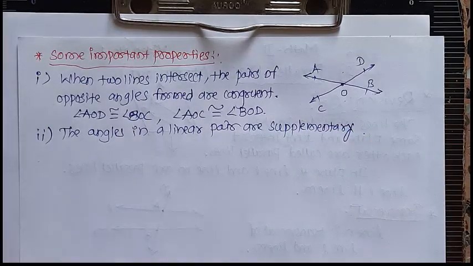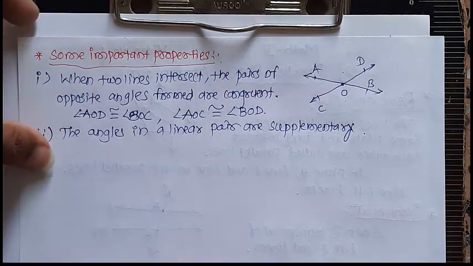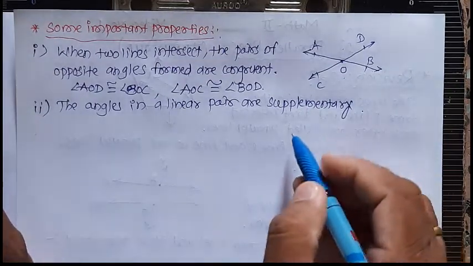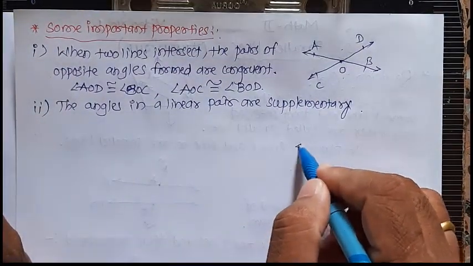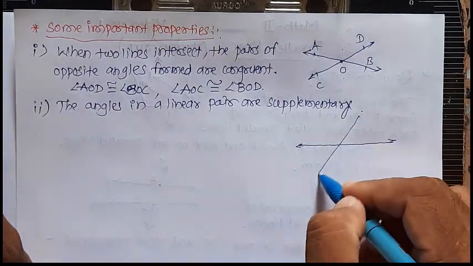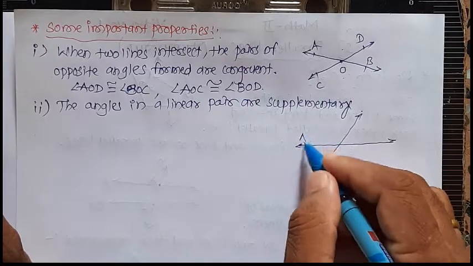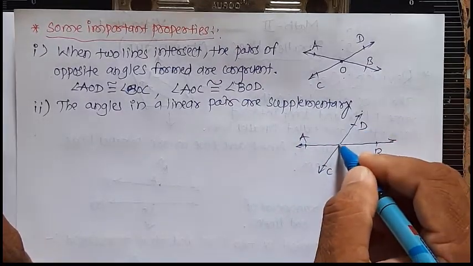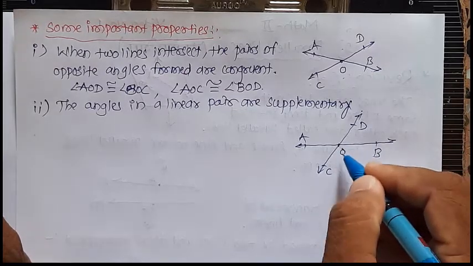Supplementary means the sum of these two angles is 180 degrees. So how do we say the linear pair of angles? This is also something we have to know. If you draw one line and then another line like this, suppose this is AB and this is CD, and these two lines intersect at point O.